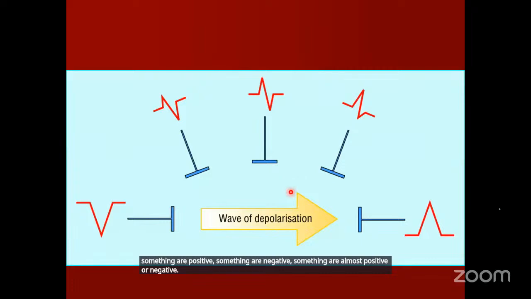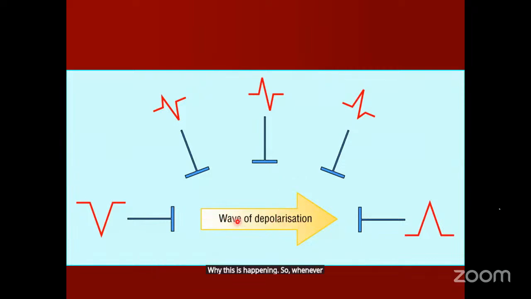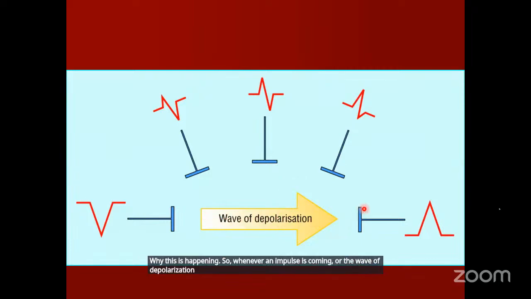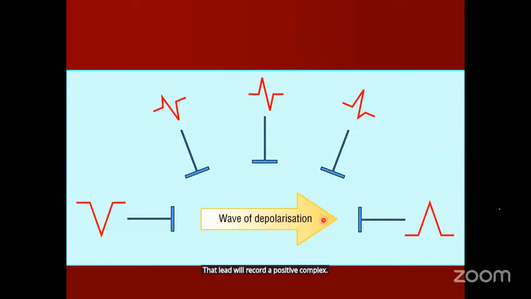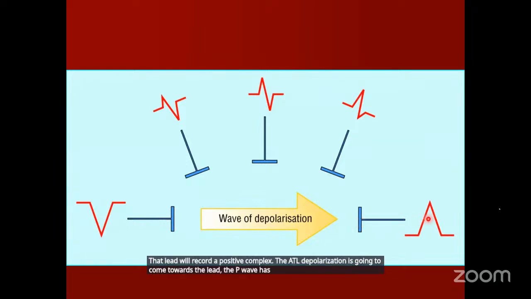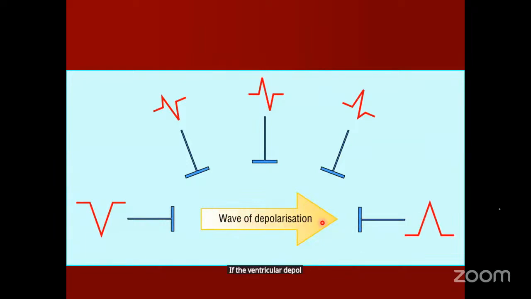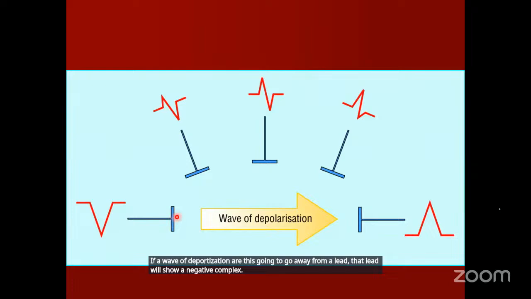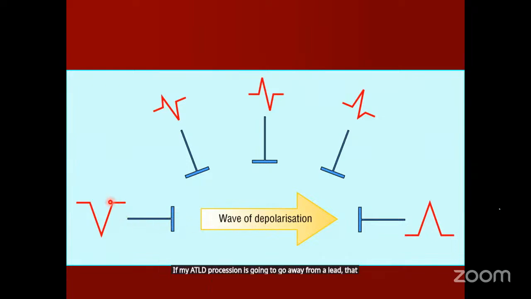Why is this happening? Whenever an impulse or the wave of depolarization is coming towards a lead, that lead will record a positive complex. If the atrial depolarization is coming towards a lead, the P wave has to be positive. If the ventricular depolarization is coming towards a lead, the ventricular QRS is going to be positive. If a wave of depolarization is going away from a lead, that lead will show a negative complex. If my atrial depolarization is going away from a lead, that lead will show a negative P wave. If the ventricular depolarization is going away from a lead, that lead will show a negative QRS complex.